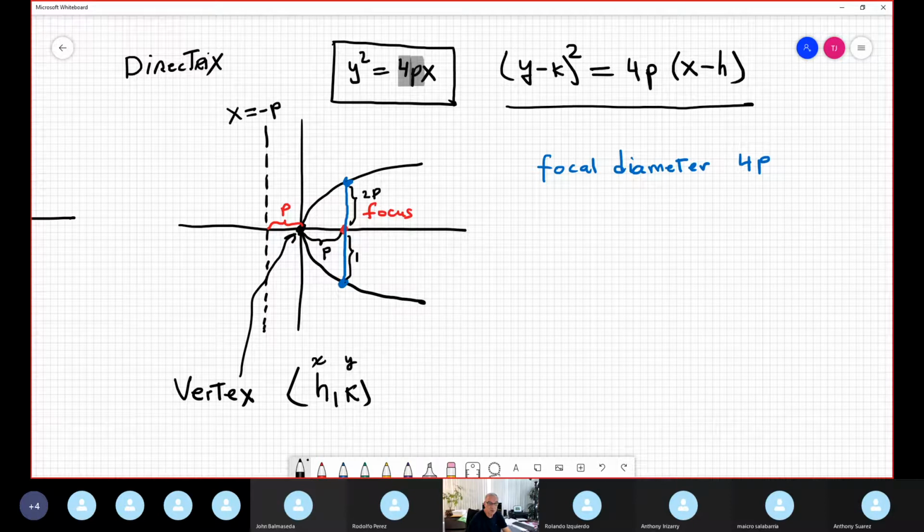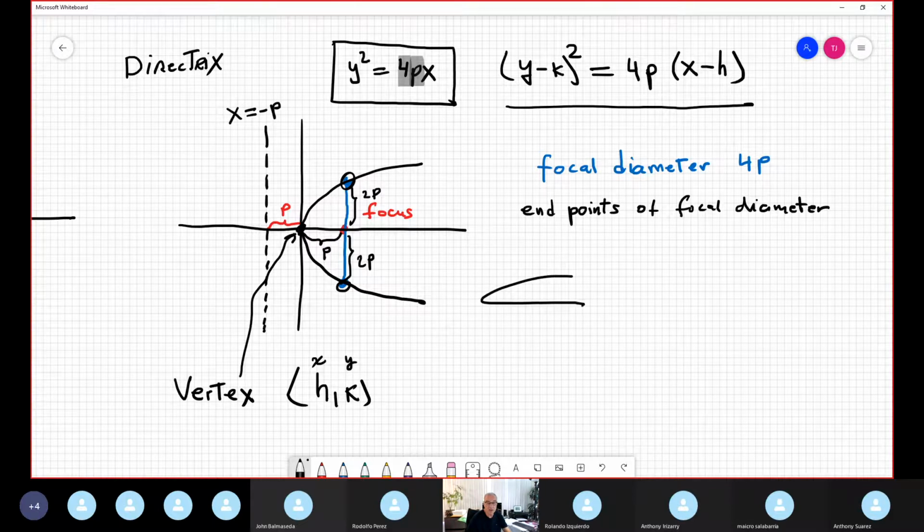And this is 2p. 2p plus 2p is 4p. In total is 4p. And this is important point. This is the endpoints of focal diameter. And this information give me how wider or how narrow is our parabola. So one parabola that has 4p smaller looks like that, and one parabola that has 4p bigger is like that.